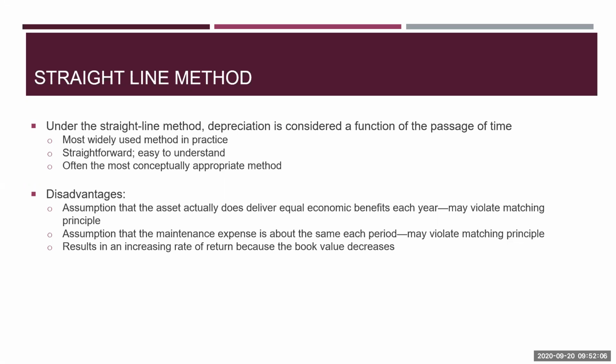So in this case, under the straight line method, the method is assuming that it's used the same way each year, and the benefit out of that asset is the same every year after year. So this assumes that the maintenance expense is about the same as well, which usually is not the case. Your assets don't need so much maintenance in the earlier years, but as they grow old, they do require more maintenance cost. That also violates your matching principle. This will result in an increasing rate of return because the book values will decrease.